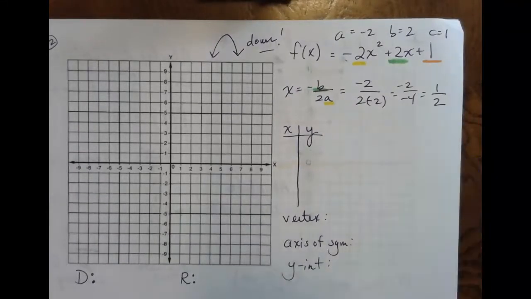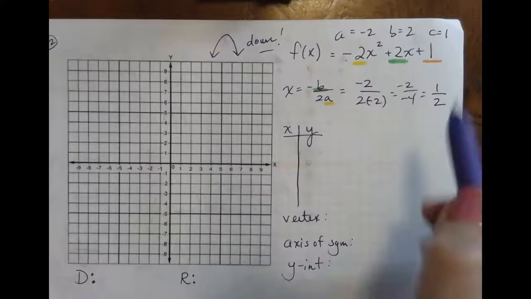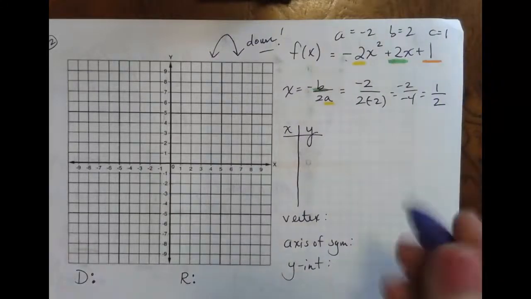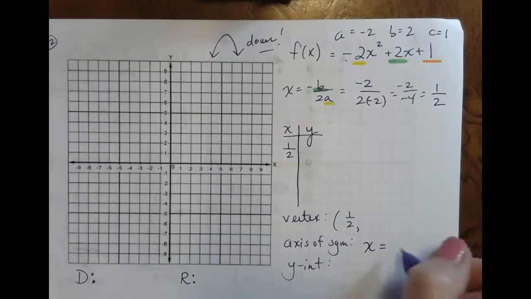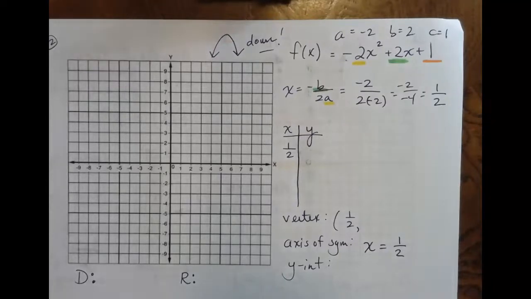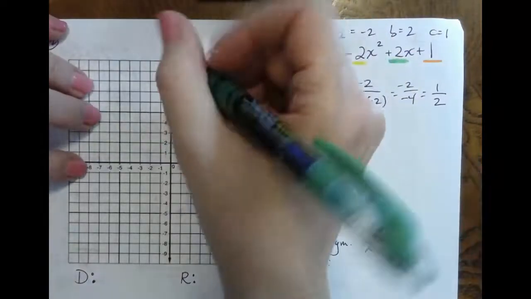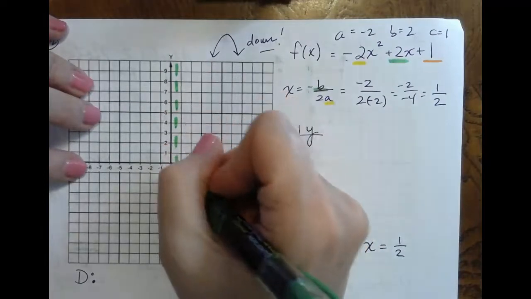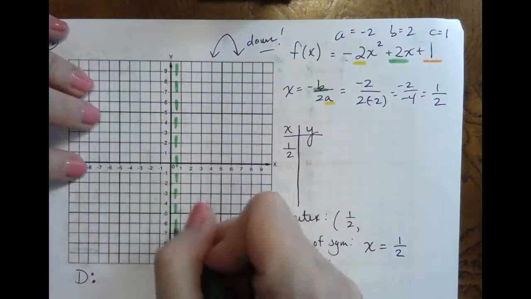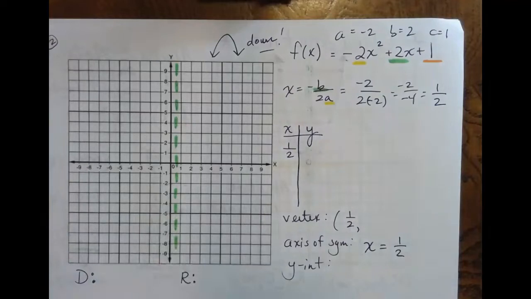So we are going to have a vertex that has its x coordinate at 1/2. I'll also put it right here. And the axis of symmetry is also going to be at 1/2. So that means we're going to be directly in between 0 and 1. So I'm going to put my axis of symmetry right there. Don't panic that it's a fraction. It's just 1/2. We can work with that. There we go. There's our axis of symmetry.